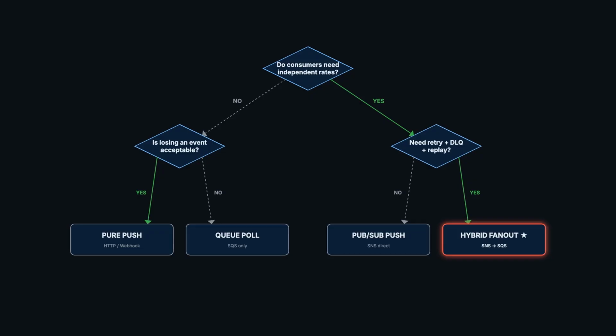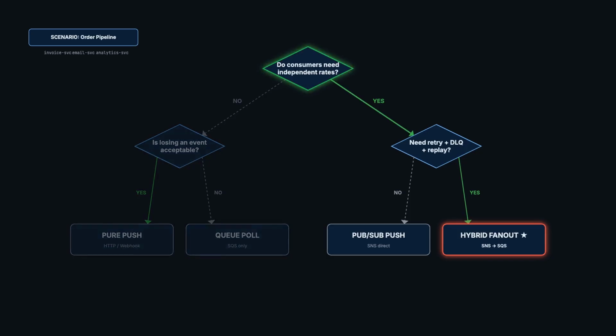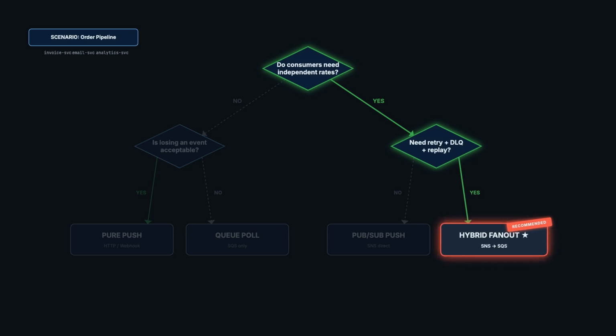Let's walk through a real one. You are building an order pipeline. Invoice service, email service, and analytics. Different speeds, yes. Invoice finishes in milliseconds, analytics takes seconds. Retries, DLQ, replay, absolutely. You can never lose an order. That path lights up one leaf, hybrid fanout, SNS to SQS. The right pattern picks itself.